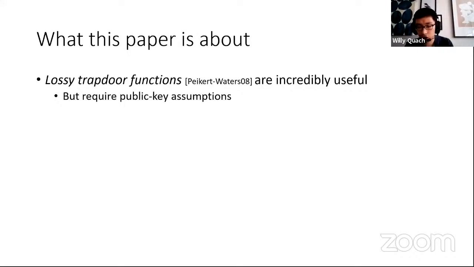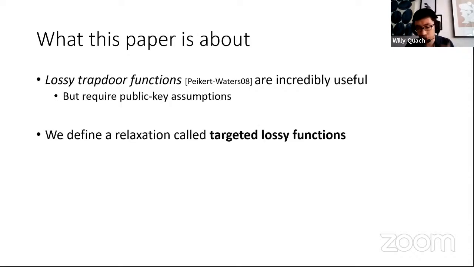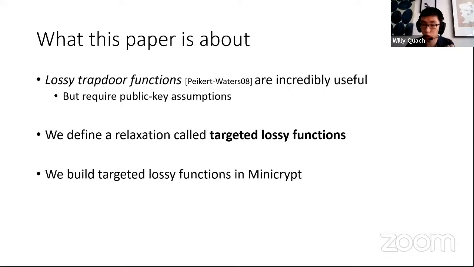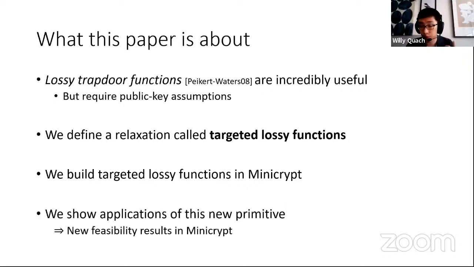But the thing that we're interested in this context is that this is a rather higher end primitive in the sense that it requires public key assumptions. So what we do in this paper is we define a relaxation of lossy trapdoor functions that we call targeted lossy functions. And we show that this is a lower end primitive in the sense that we build targeted lossy functions from objects related to one-way functions. And last, we show that this primitive is also useful by showing applications of targeted lossy functions, which leads mainly to new feasibility results in Minicrypt.